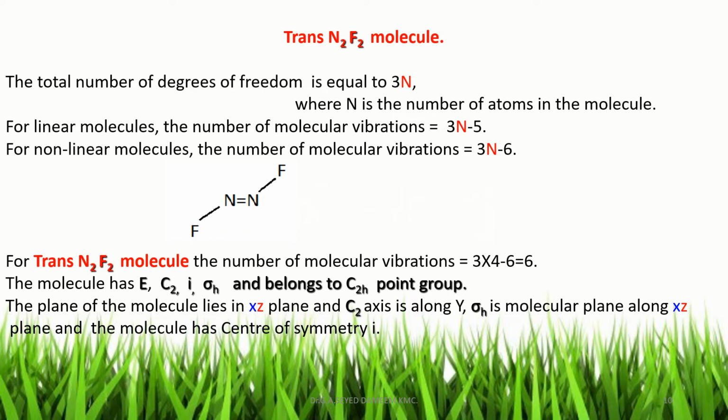So this molecule has 6 vibrational modes, and it belongs to the C2h point group. The collection of symmetry operations of this point group is E, C2, center of symmetry i, and sigma h plane. The molecular plane lies in the XZ plane, and that plane is the sigma h plane. So the molecule has the identity operation, the C2 operation, the center of symmetry or inversion operation, and the sigma h plane, which is the symmetry plane perpendicular to the axis of symmetry. These are the symmetry operations of the trans N2F2 molecule.